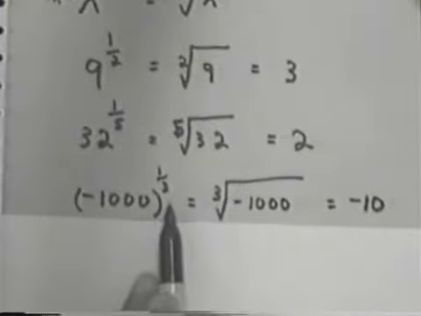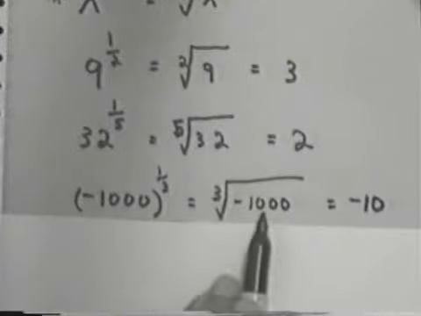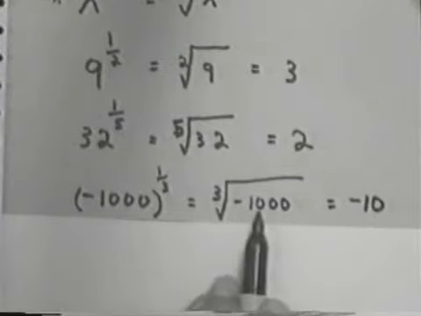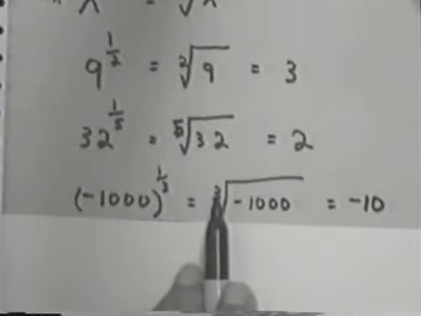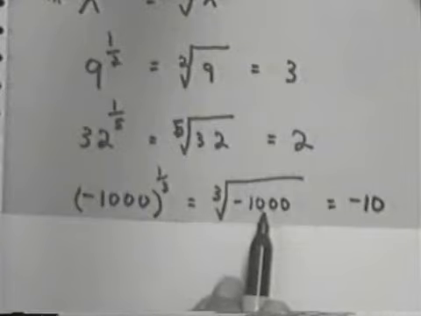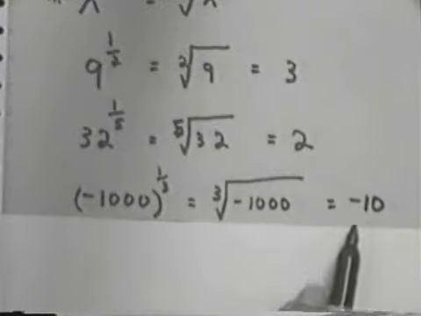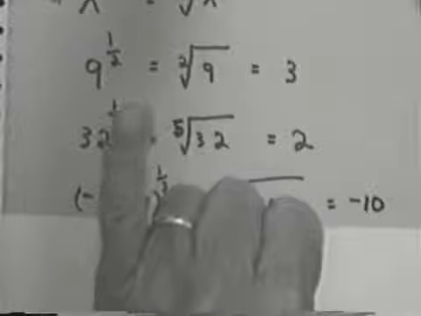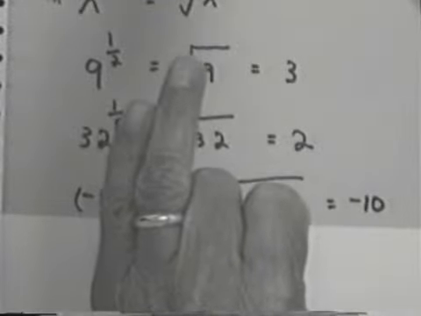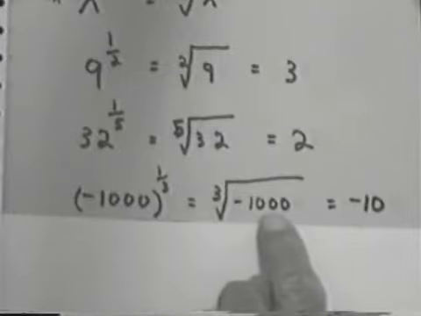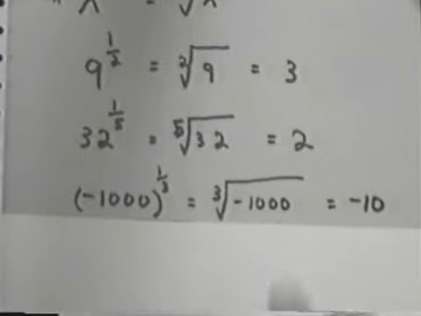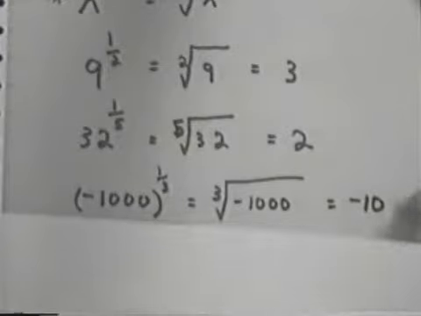Negative 1,000 to the 1/3. The 1/3 tells me to take the cube root of negative 1,000. Now I've got to find something used as a factor 3 times to give me negative 1,000. The answer is negative 10. A negative 10 times a negative 10 is 100. 100 times a negative 10 is negative 1,000. So since I can use negative 10 as a factor 3 times to get negative 1,000, the cube root of negative 1,000 is negative 10.